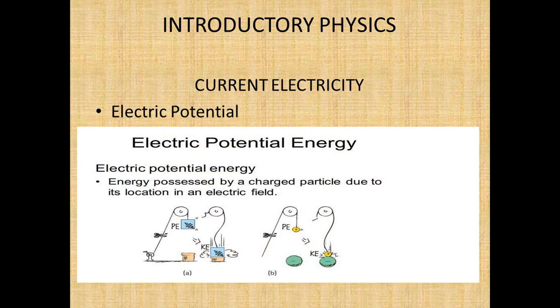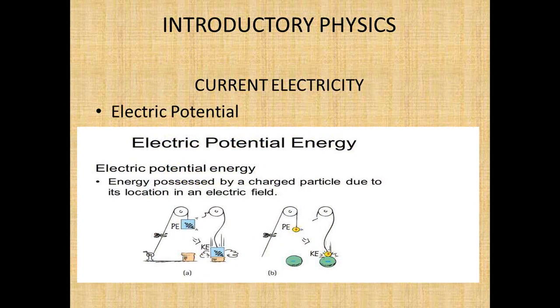So therefore, the energy possessed by the charged particle is going to get greater the closer you bring it to the positive source charge. That is why we say electric potential energy is location dependent. The energy possessed by a charged particle is due to the location in the electric field.